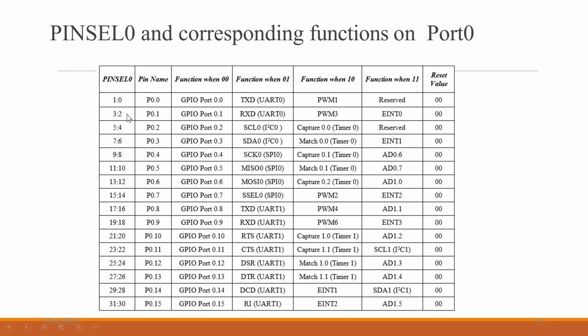So pin cell 0 is a 32-bit configuration register, and the 4th and 5th bits are reserved for P0.2. When these 2 bit values are 0, 0, you can use them for GPIO purpose, and other values for some other functions. So this is about the functions.